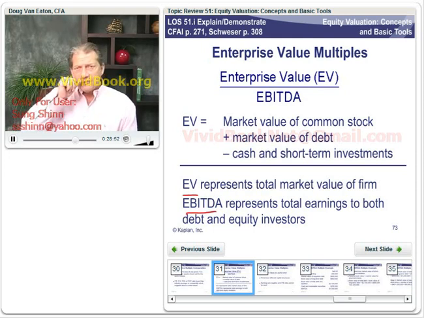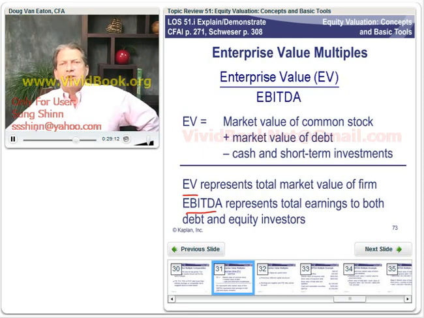Now, since it's before interest, taxes, depreciation, and amortization, it's a cash flow measure, but it's a cash flow measure before any costs of financing. So this EBITDA is what's going to go to pay the interest and also generate net income for the common shareholders. So that's why we say it represents the total earnings to both debt and equity investors.